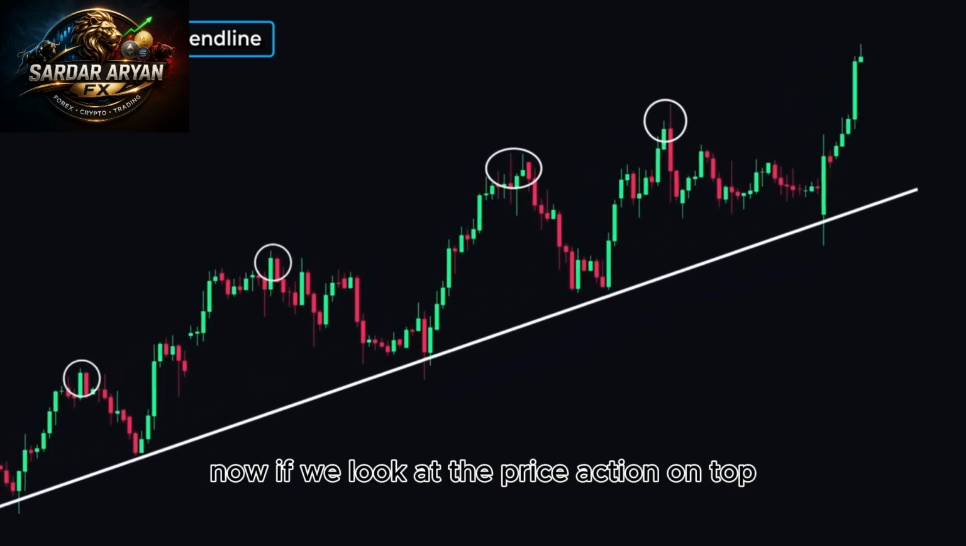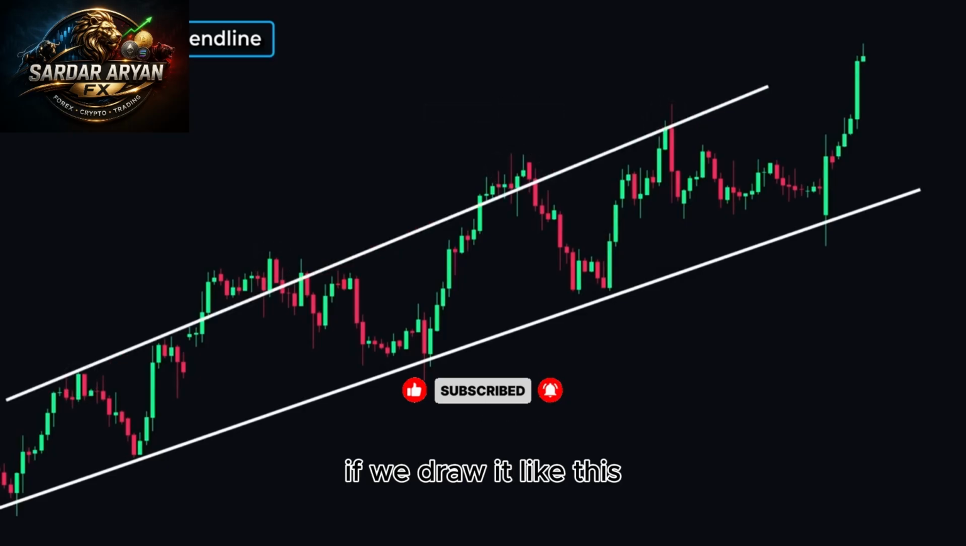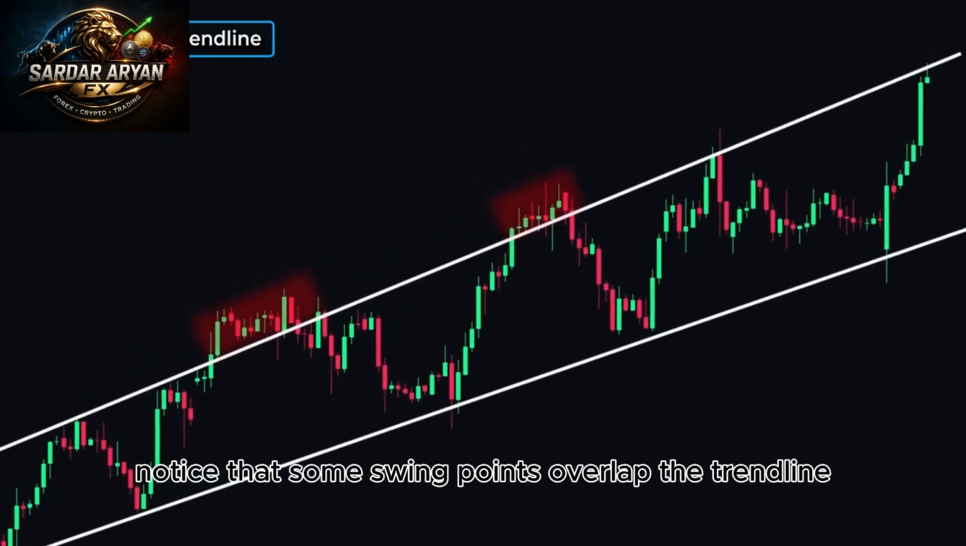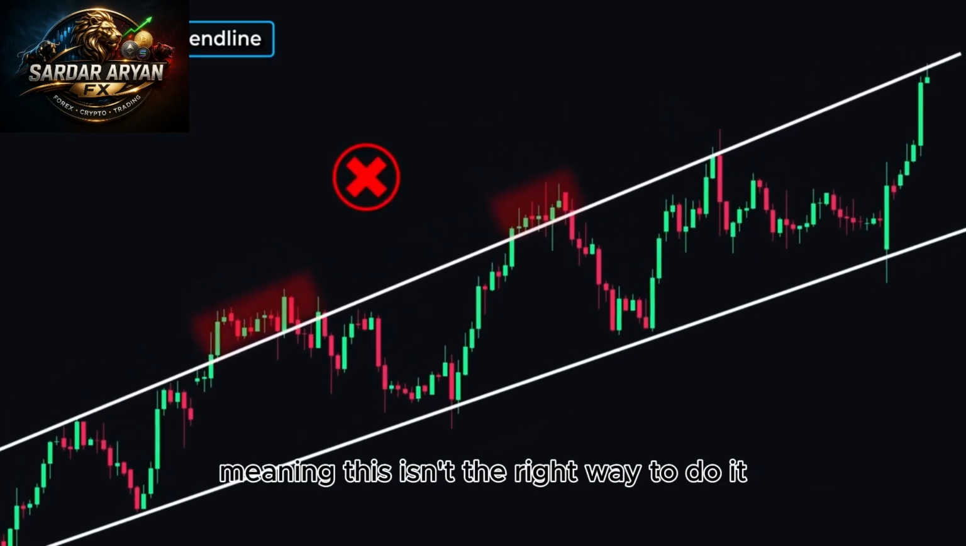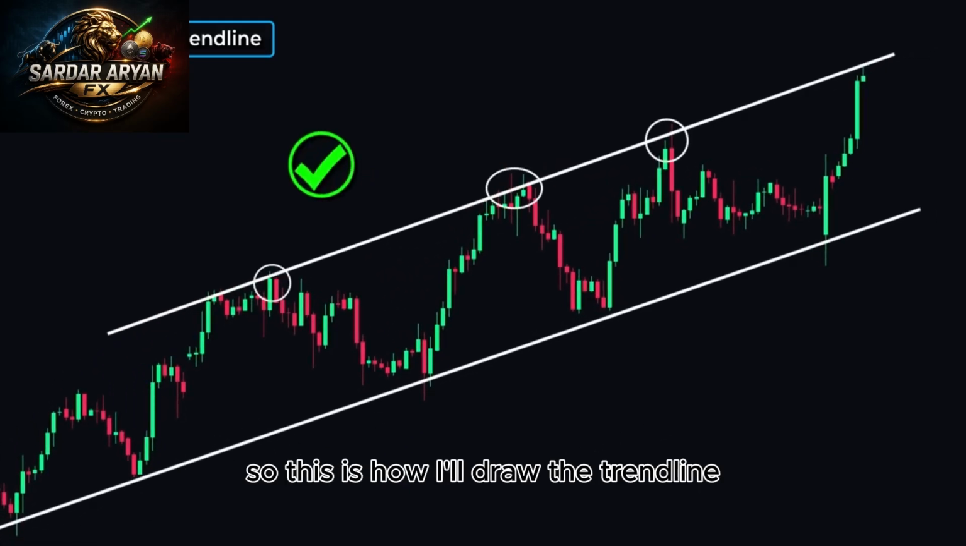Now, if we look at the price action on top, we can also see multiple major swing points. So let's try drawing a trend line. If we draw it like this, notice that some swing points overlap the trend line, meaning this isn't the right way to do it. But if we draw it like this instead, notice that the swing points are now touching properly, so this is how I'll draw the trend line.